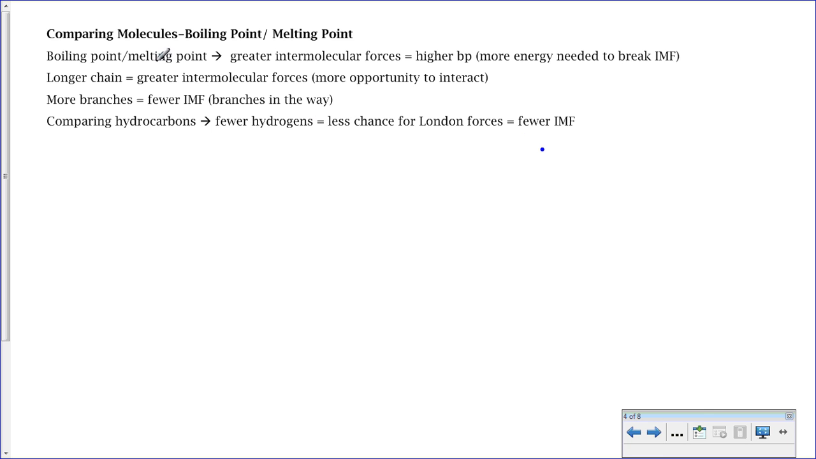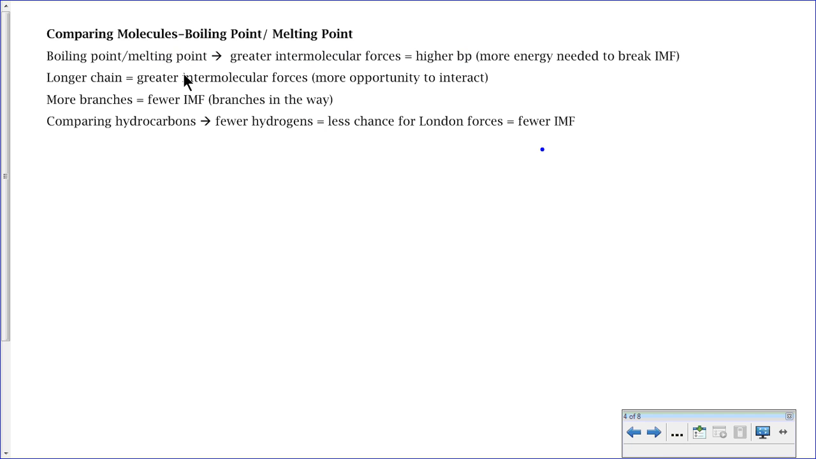Recall that when we want to boil or melt something, we need to be able to break intermolecular forces. So the greater the intermolecular forces, the higher the boiling point or melting point, because we'll need more energy in order to break those intermolecular forces. Now, there are 3 points to consider.